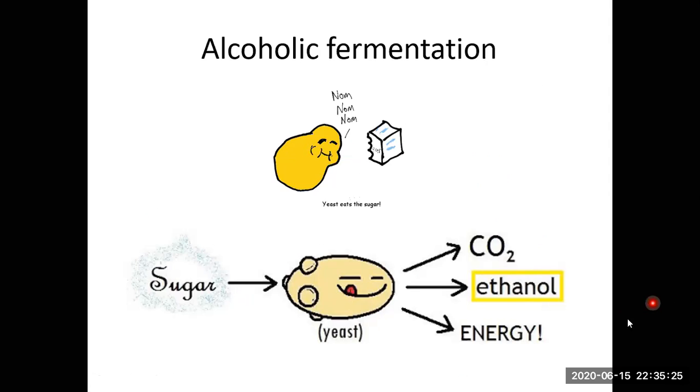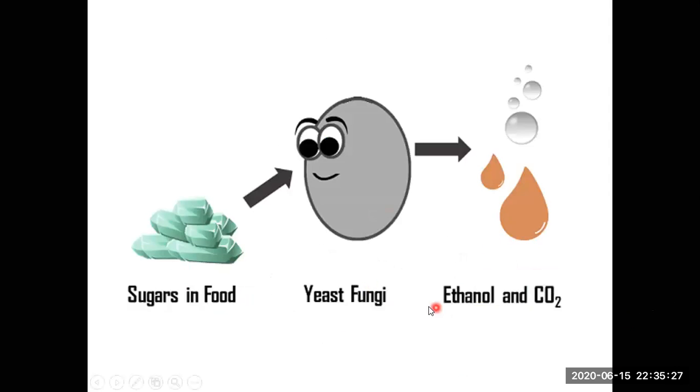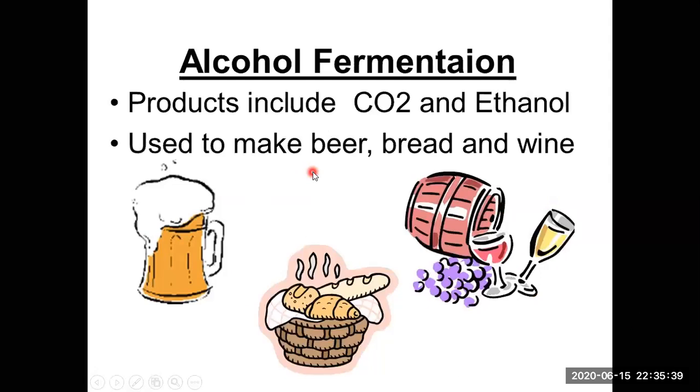All right. Now, this is the same demonstration of alcoholic fermentation, in which yeast is eating up sugars in the food and converting them into carbon dioxide, these gas bubbles, and ethanol, which is liquid. In alcoholic fermentation, the products will be ethanol and carbon dioxide. Alcoholic fermentation is used to make beer, bread, and wine.